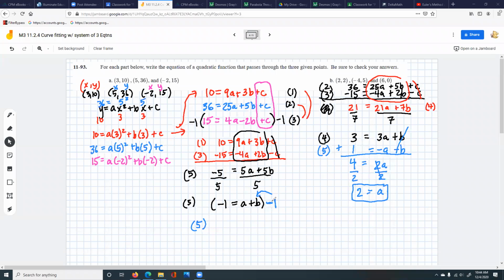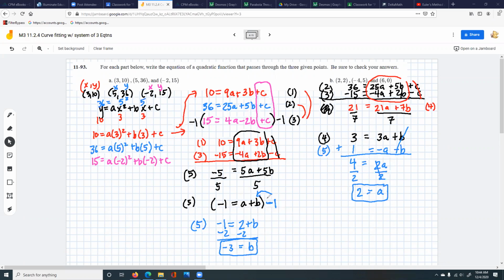Okay, I'm going to use this one before I multiply by -1. So -1 equals 2 plus b, right? That was equation 5 before I multiplied by -1. So I'm going to minus 2 from both sides. B equals -3. Okay, let me double check my work just to make sure. Yes, b is -3.